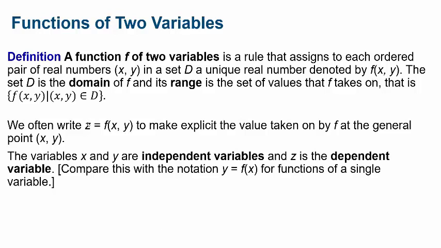Remember from one of our first lectures, the third variable in the three-dimensional coordinate system x, y, z. We often write this as z is a function of x and y to make explicit the values taken on by f at the general point x comma y. So we call the variables x and y the independent variables here because they're inside the function, and z is the dependent variable. Kind of like how x is the independent variable and y is the dependent variable when we're looking at functions of a single variable.